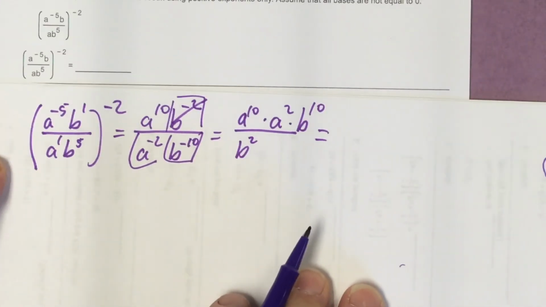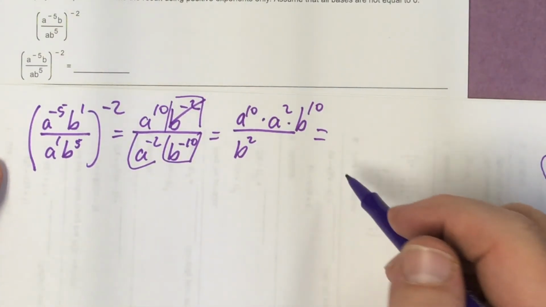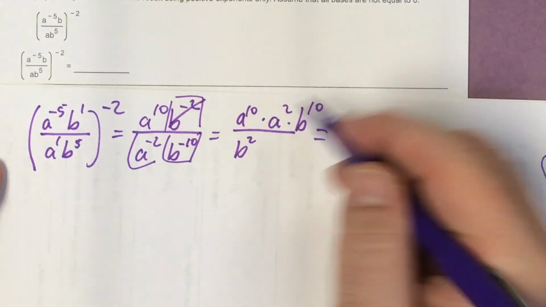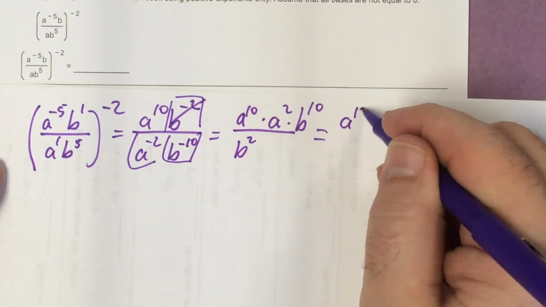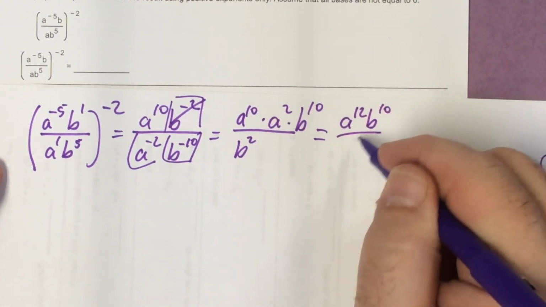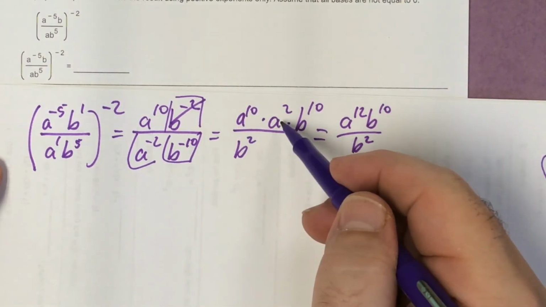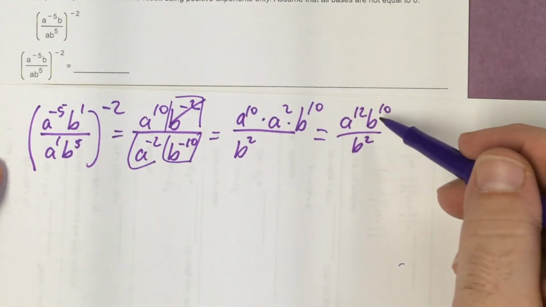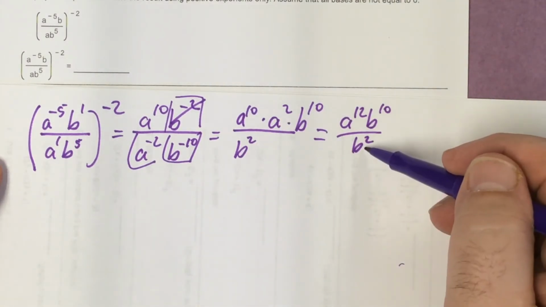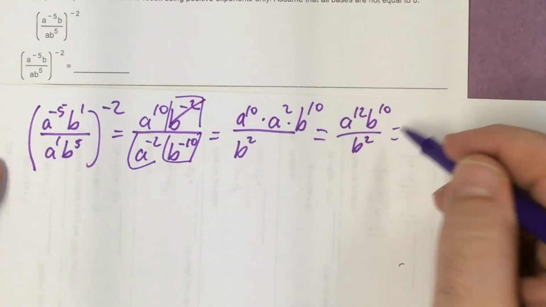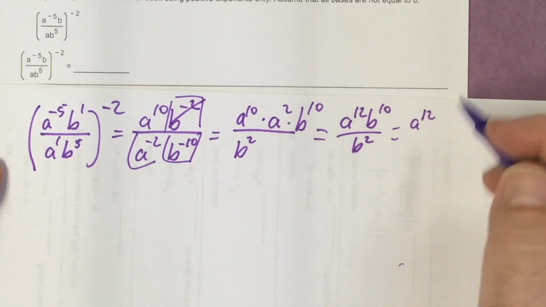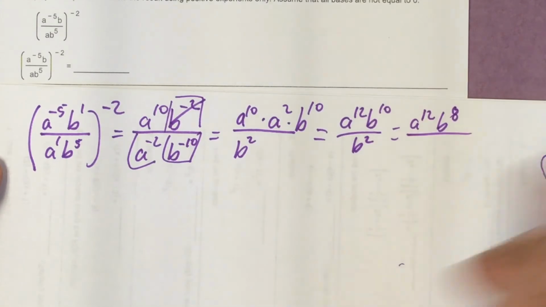So we're going to clean this up in two stages now. First, a to the 10th times a to the second will be a to the 12th, times b to the 10 over b to the second. So we just kind of combine what we can on each side. And then we have b to the 10th divided by b to the second, or 10 minus 2 will give me a to the 12th, b to the 8th. And that's going to be the final answer for question 11.